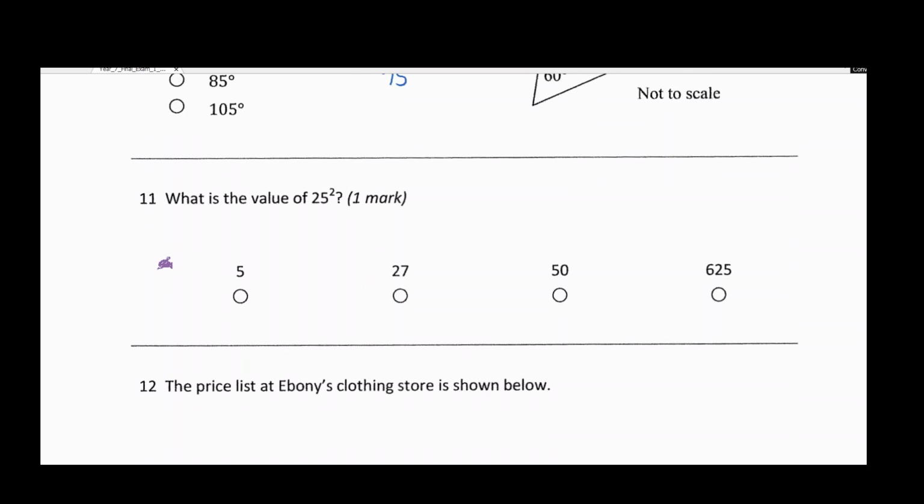What is the value of 25 squared? That's 25 times 25. So 25 times 25 is 625.